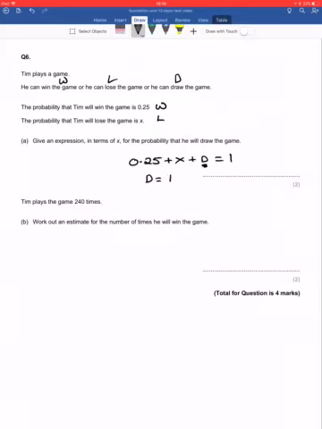I'm going to take everything to the side, so I'm going to take off 0.25 from this side. I'm going to take off X from this side, so I have to take it off from the other side. So 1 minus 0.25 is 0.75. So my expression is 0.75 minus X.